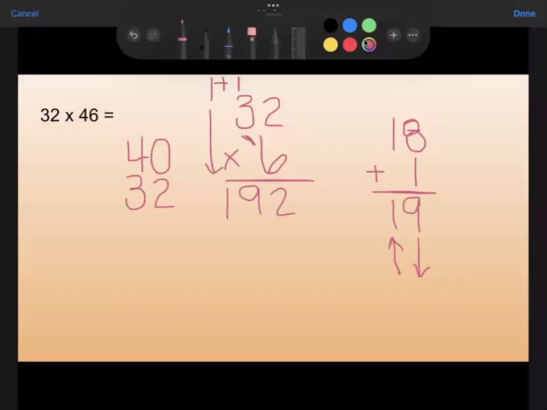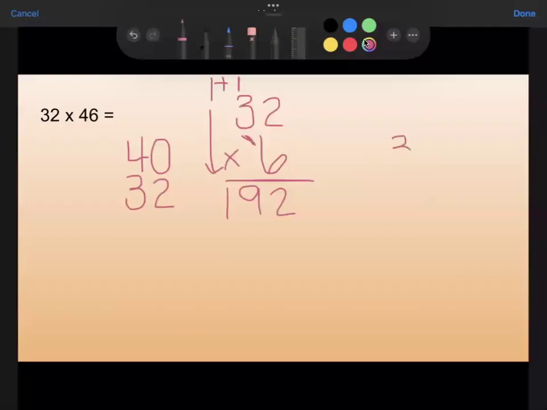So this is going to end up being 192. Our next partial product that we need, and I'm going to go ahead and erase this over here since I don't need it anymore, is going to be 40 times 32. Well, if you've seen my video on multiplying numbers ending in zeros, you know that I can do a shortcut with this. I can multiply 32 times 4 and then add a 0 to the end. So that's what I'm going to do.